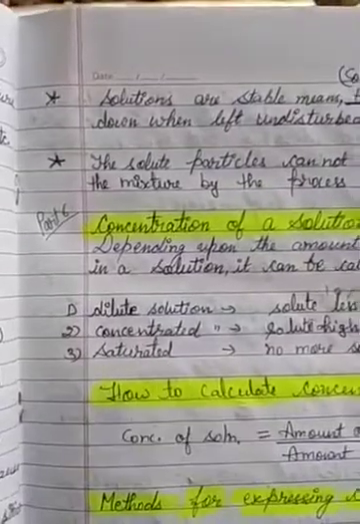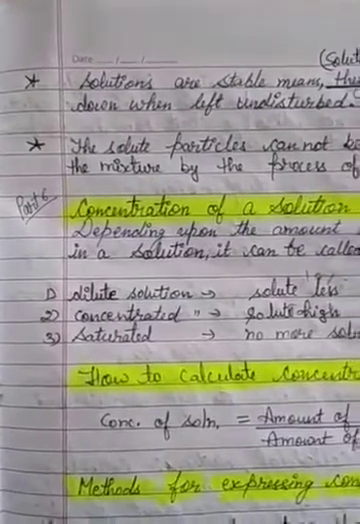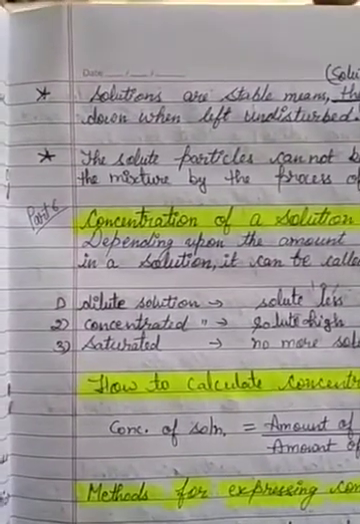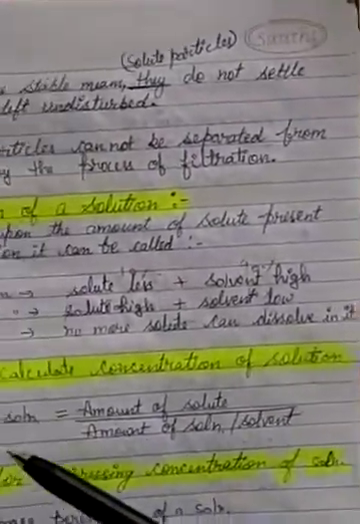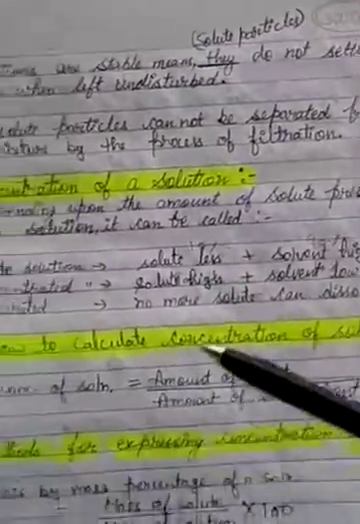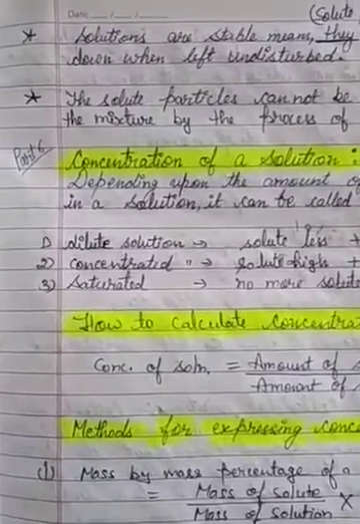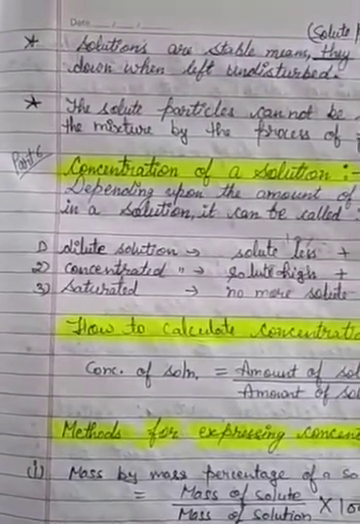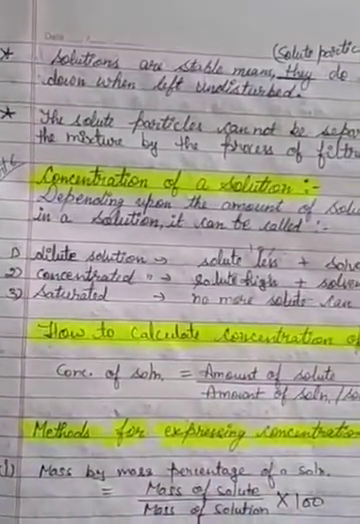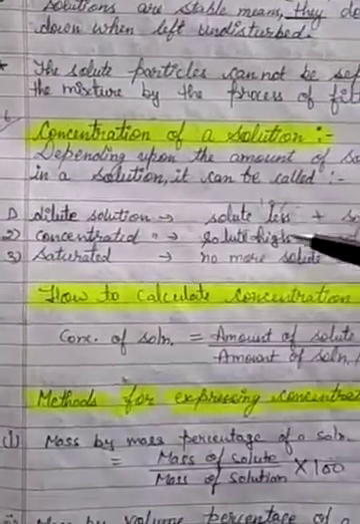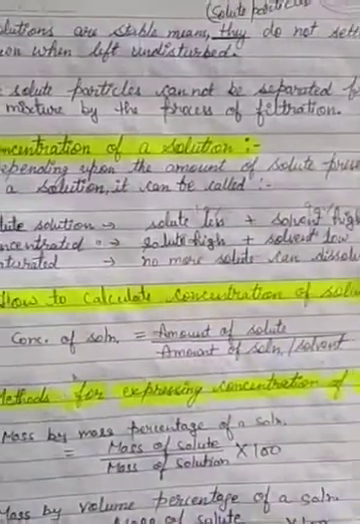Next, saturated solution. What is a saturated solution? At a particular point, the maximum amount of solute which can be dissolved, means no more solute can dissolve in it. At that point, after that, solute stops dissolving in the solvent. That point is known as saturation, and that type of solution is known as a saturated solution. I hope all three solutions are clear to you on the basis of the amount of solute particles.